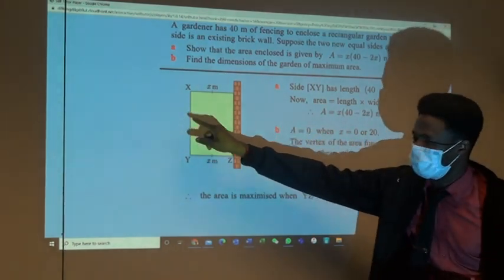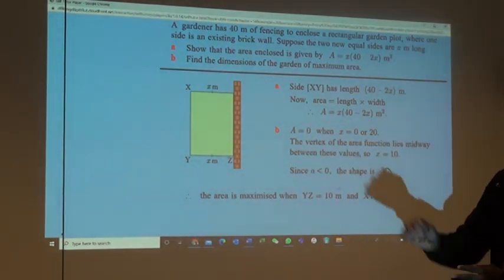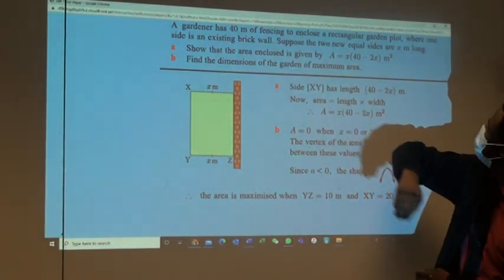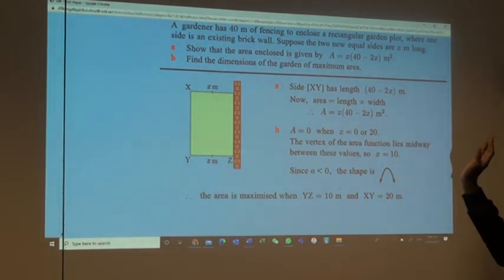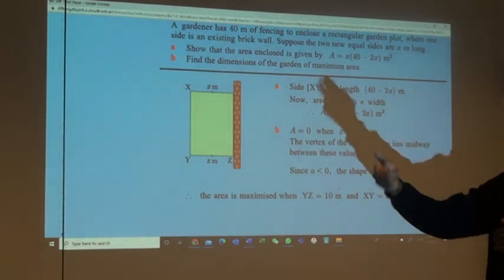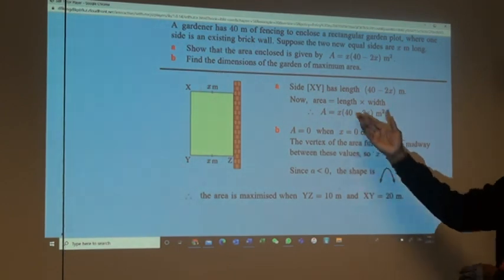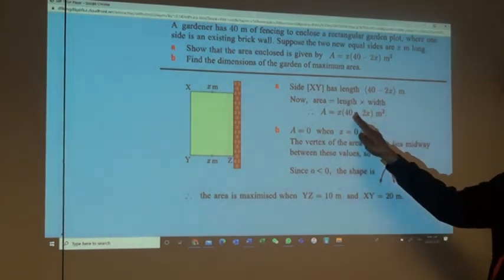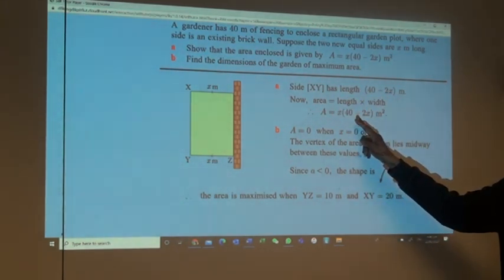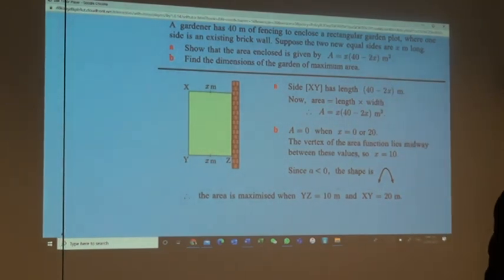That's why you have this, because without this, you cannot describe your area. You know your area is what? Area is unknown. Area is an expression we want to get, right? So from this, your area is length times width, which is going to be this product. And that's the first thing to be shown.